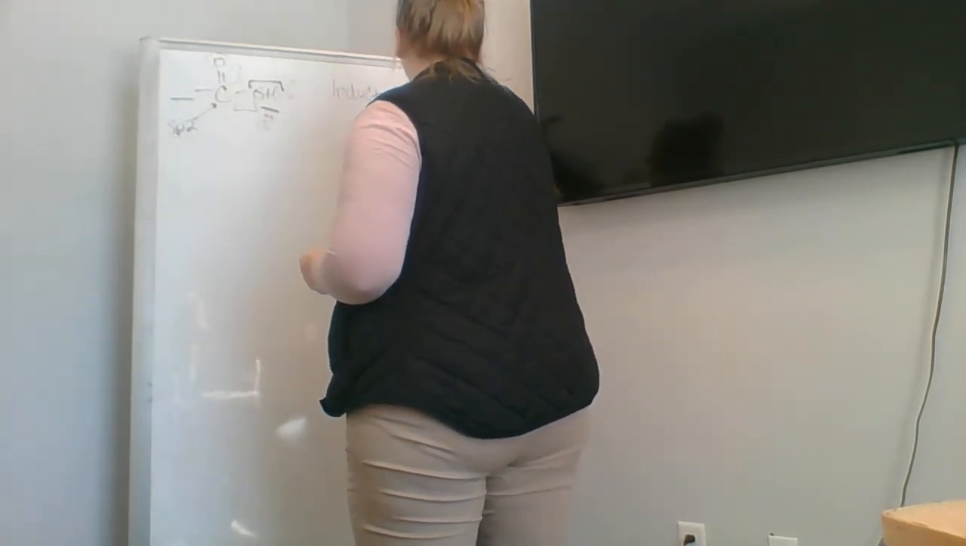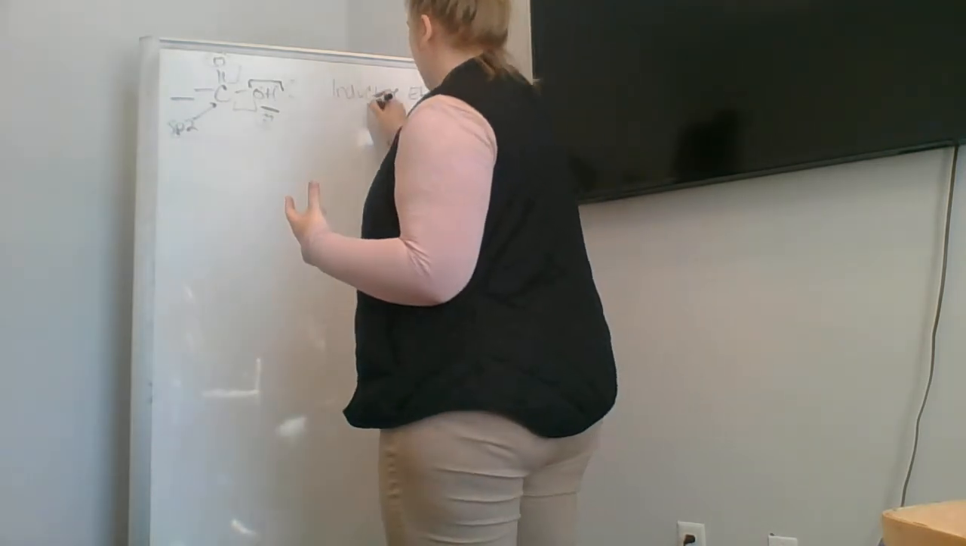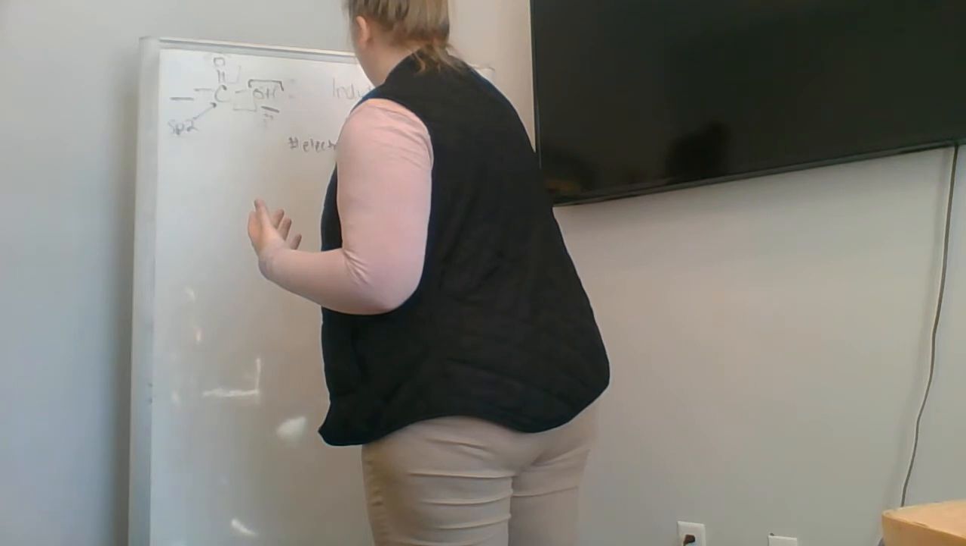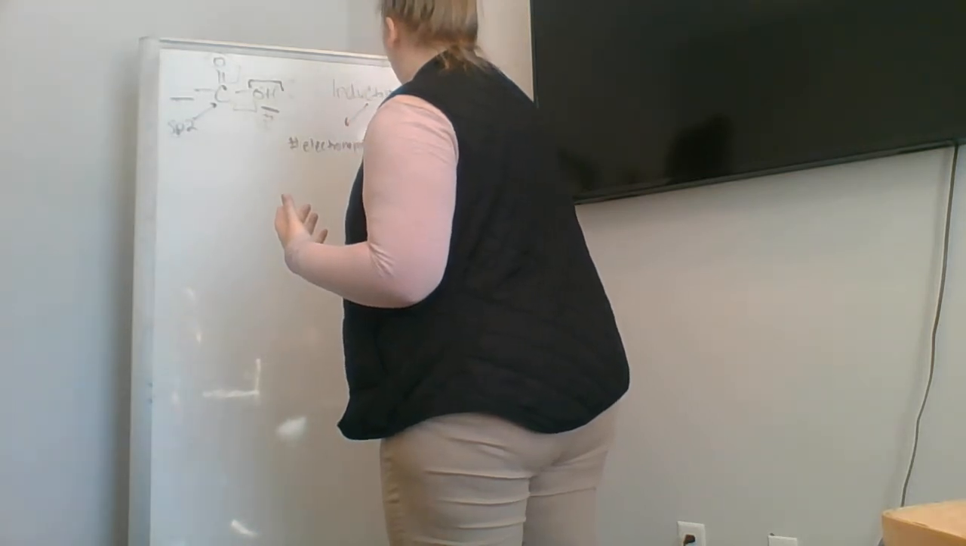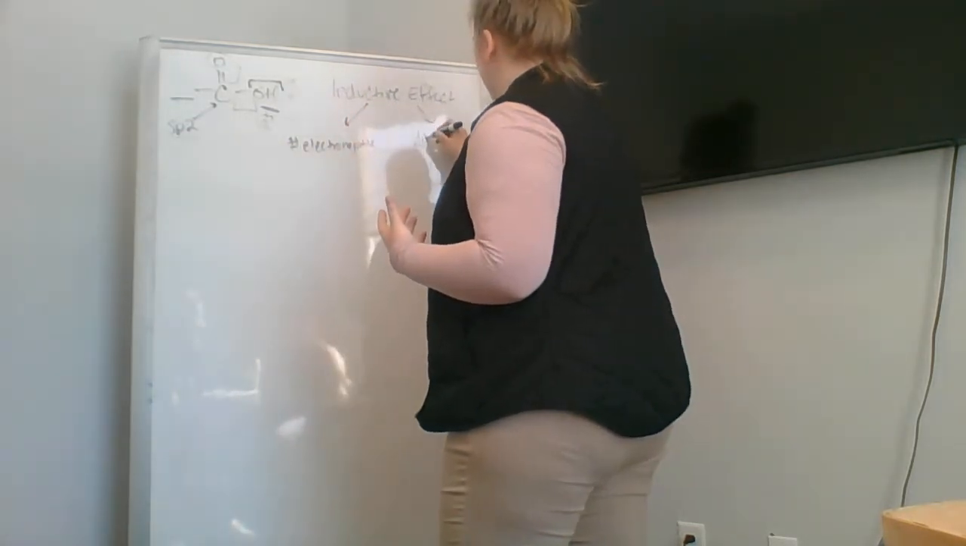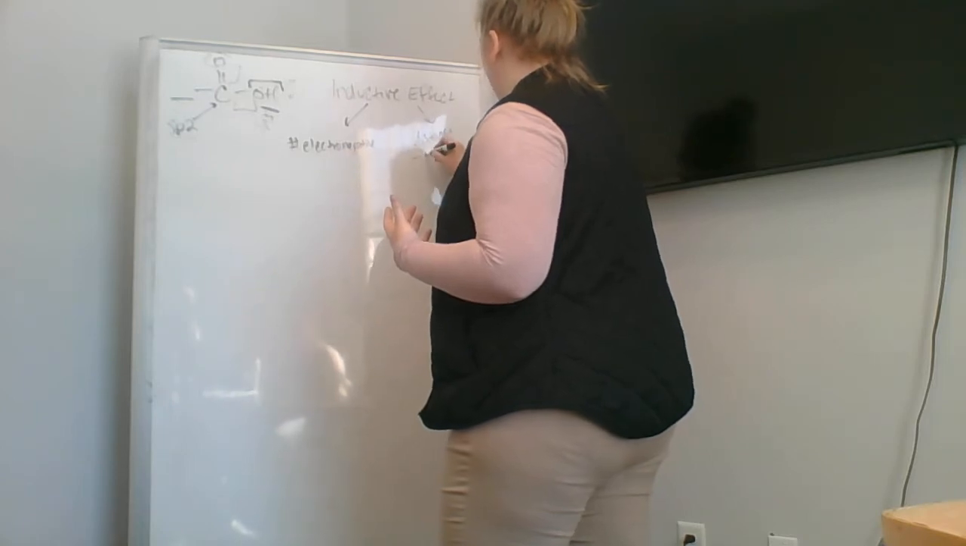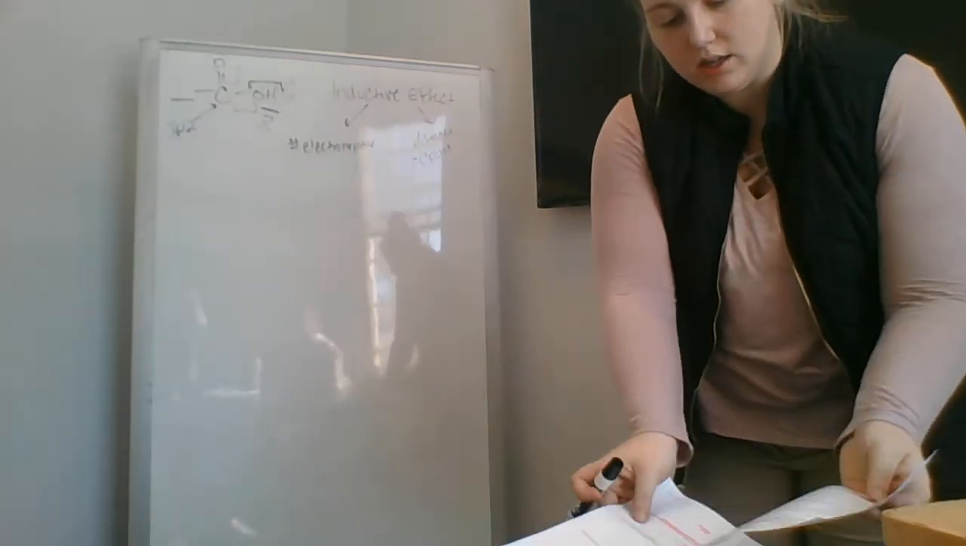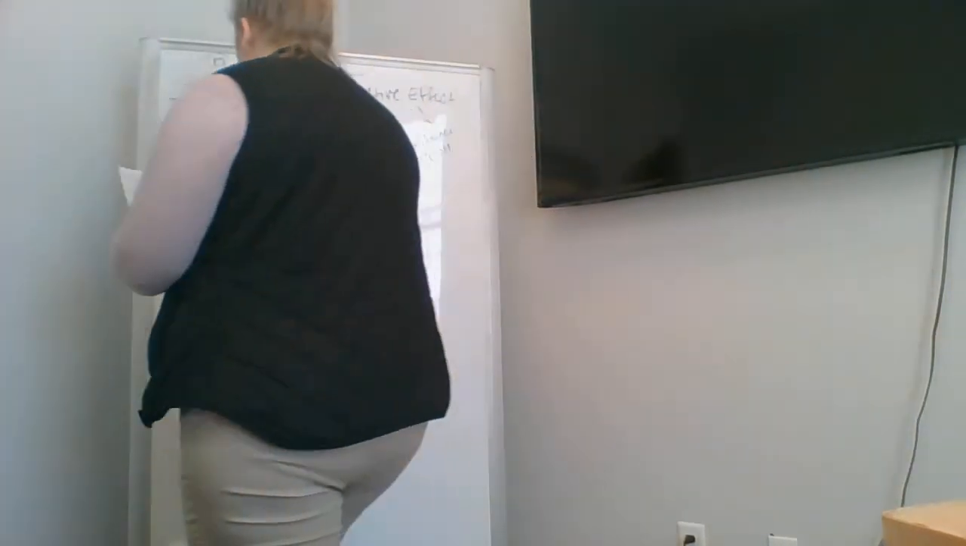So you should remember that there's two pieces to this. We have the number of electronegative groups present, and the distance between those groups and the carboxylic acid group. So let's take a look at some examples.